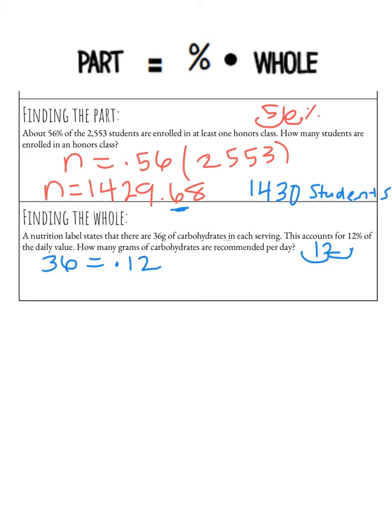And we're solving for the whole here. So I'm going to put n because we're solving for a number here. So 36 is equal to 0.12 times n. To cancel out that multiplication, we're going to have to divide by 0.12 on both sides. And 36 divided by 0.12 is going to give us 300. So the number of recommended carbohydrates per day would be about 300 grams.